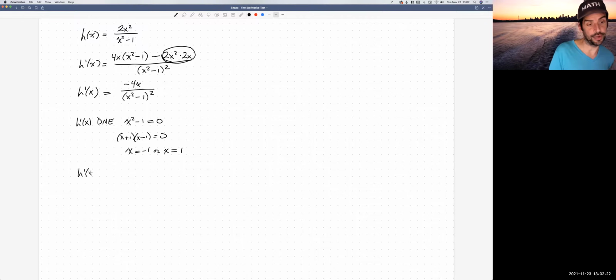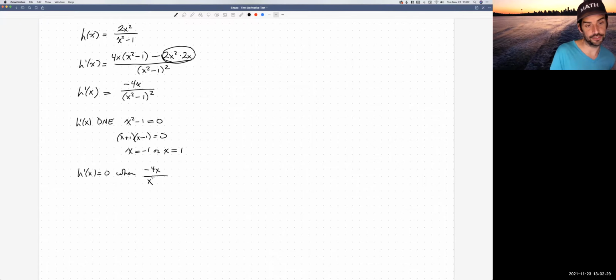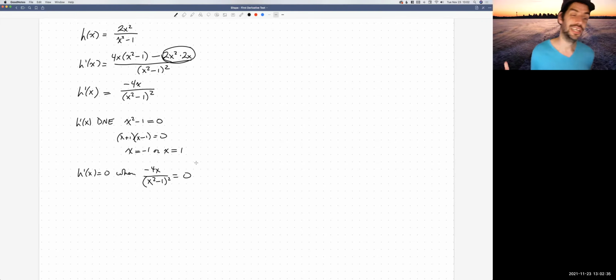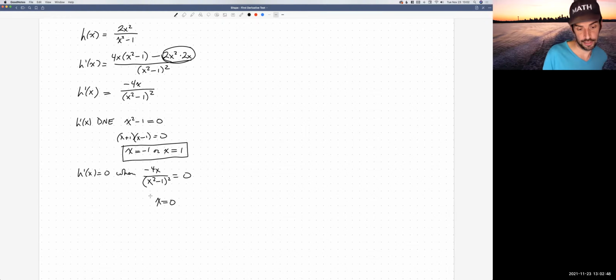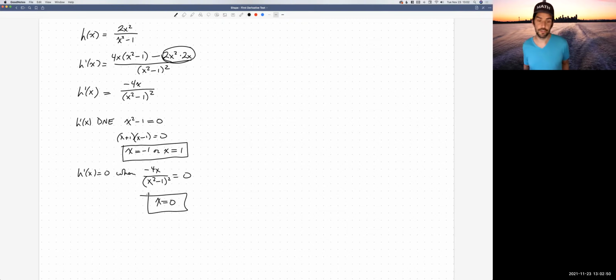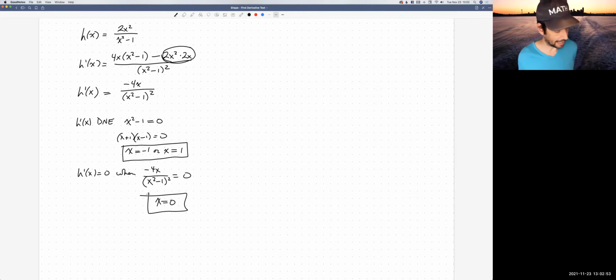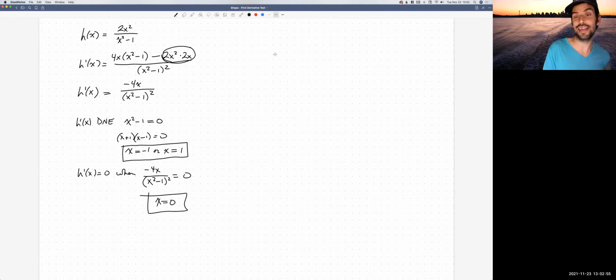And then we can also see that h prime of x is equal to 0 when, well, let's just write it, negative 4x over x squared minus 1 squared is equal to 0. This, of course, only happens if the numerator is 0, as long as the denominator is not 0 at the same time. The numerator is 0 when x equals 0, which does not make the denominator 0, so we're good. So we get 3 critical values. I want to take a look and see what's happening to the derivative at these points.